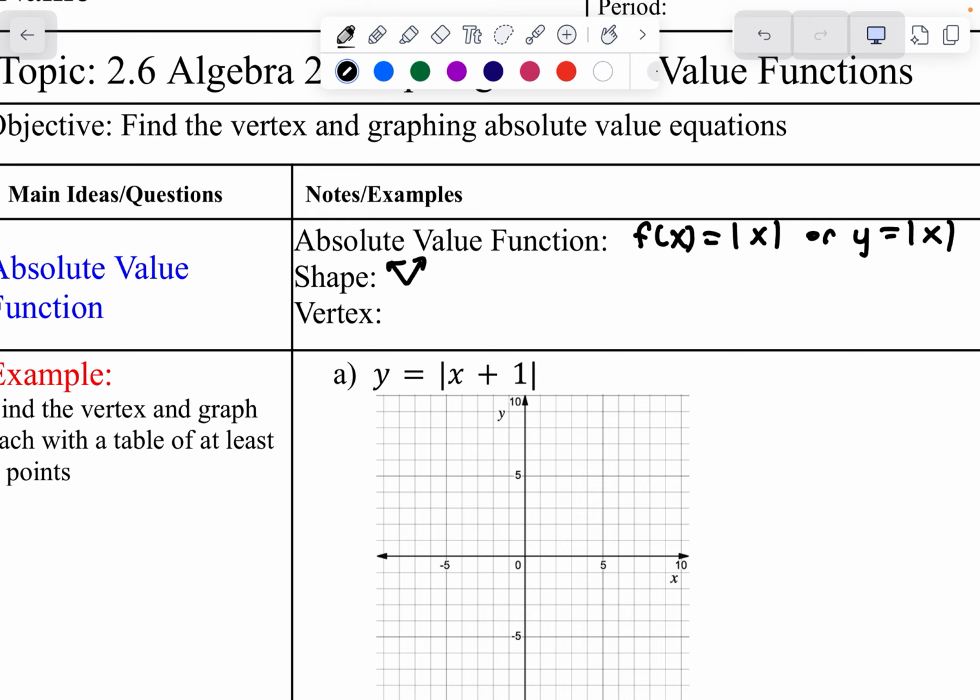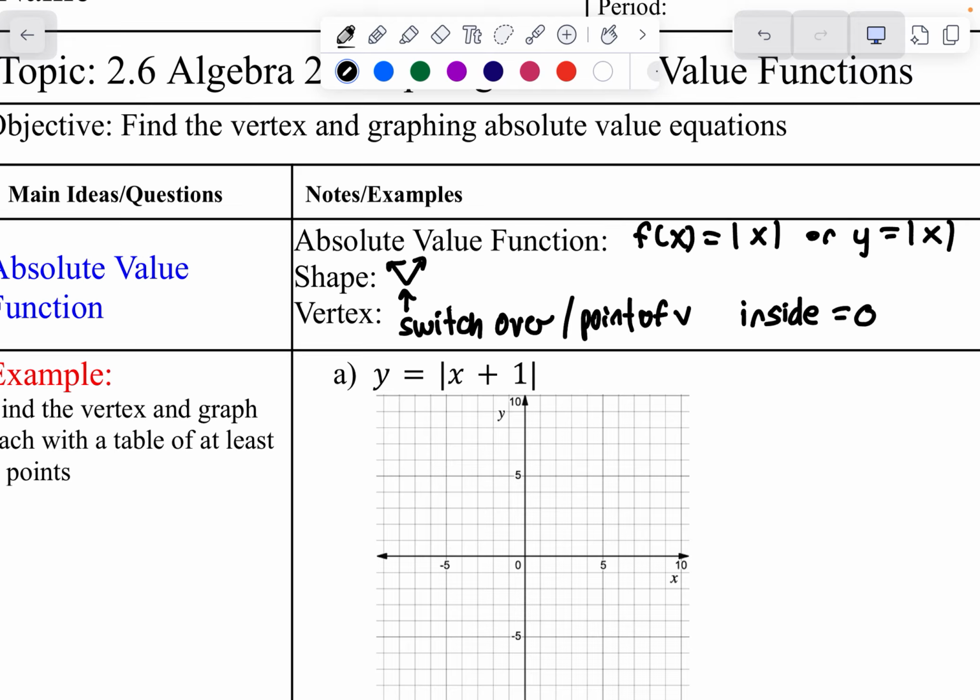So the main thing that will help us to graph these is finding the vertex of the V. It is the switchover, or the point of the V. That is your vertex. And you always find it by taking the inside and setting it equal to 0.